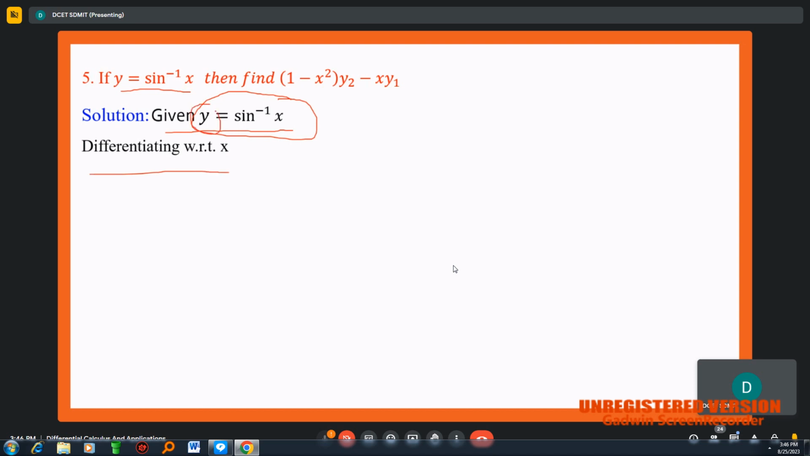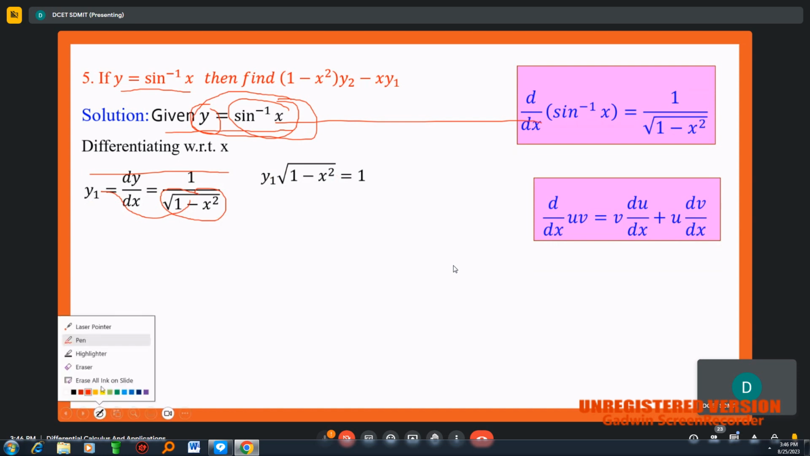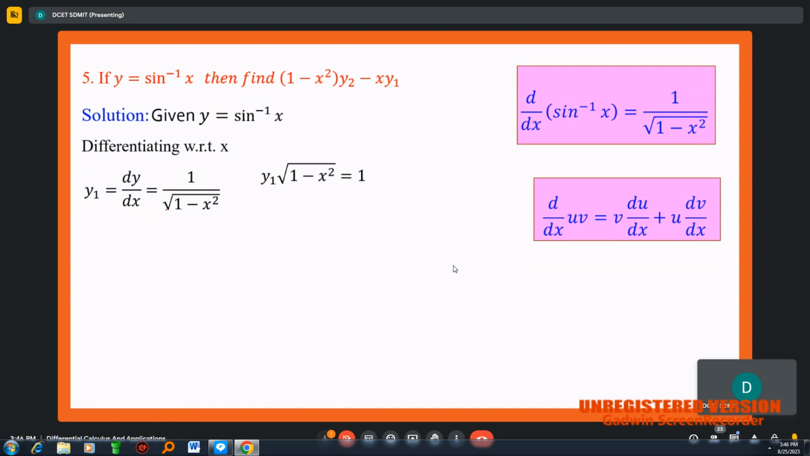That is, first differentiation of y with respect to x is dy by dx. What is the differentiation of sine inverse x? Differentiation of sine inverse x is 1 divided by square root of 1 minus x square. What are we getting here? y1 is equal to 1 divided by square root of 1 minus x square. This square root of 1 minus x square is taken to the right hand side. That becomes y1 into square root of 1 minus x square, which is equal to 1. Okay, clear this one?